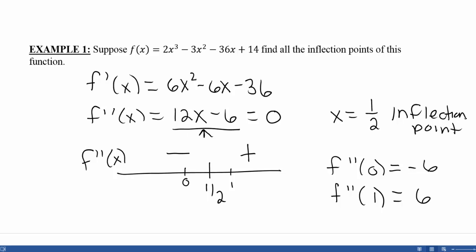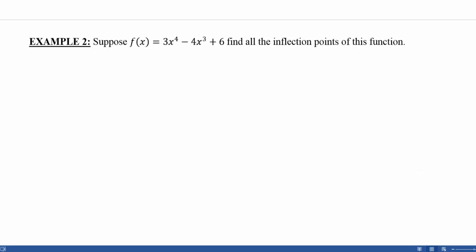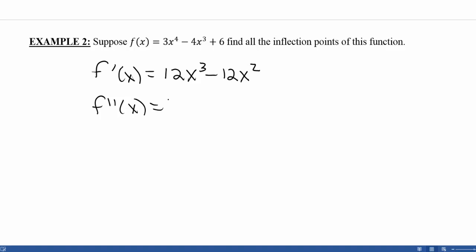Let's try another example. Suppose that we have the function 3x to the 4th minus 4x cubed plus 6. We want to find all the inflection points of this function. So again, I'm going to begin by finding the second derivative. My first derivative here is going to be 12x cubed minus 12x squared. The derivative of 6 is 0 because 6 is a constant. My second derivative here is going to give me 36x squared minus 24x.